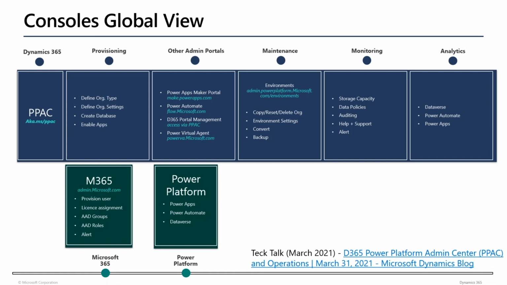Then you go for the second phase that we have identified as other admin portals, where you can complete the rest of the configurations, and it can be done in one of these portals we have available at the moment. We just marked these four: Make, Power Automate, Portal Management, and Virtual Agents. The rest of the work around your environments would focus on maintenance, monitoring, and metrics or usage analysis.